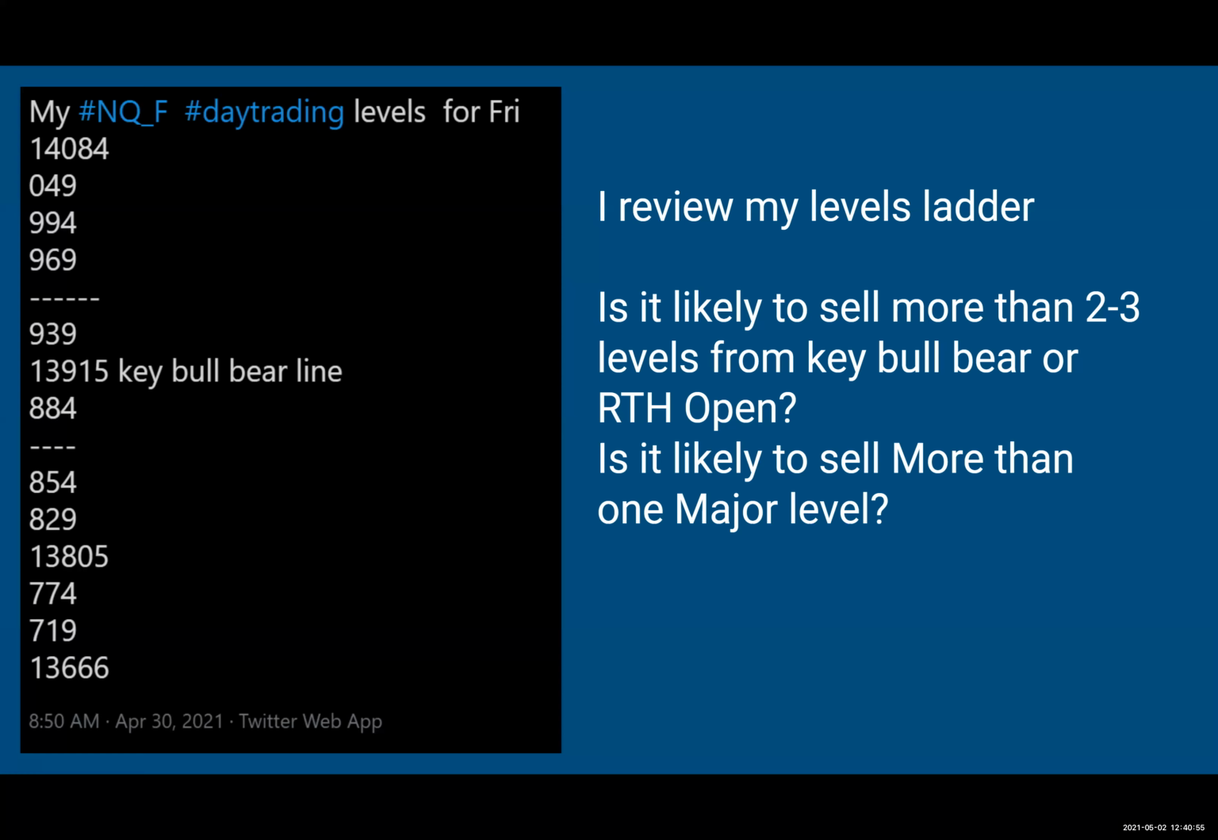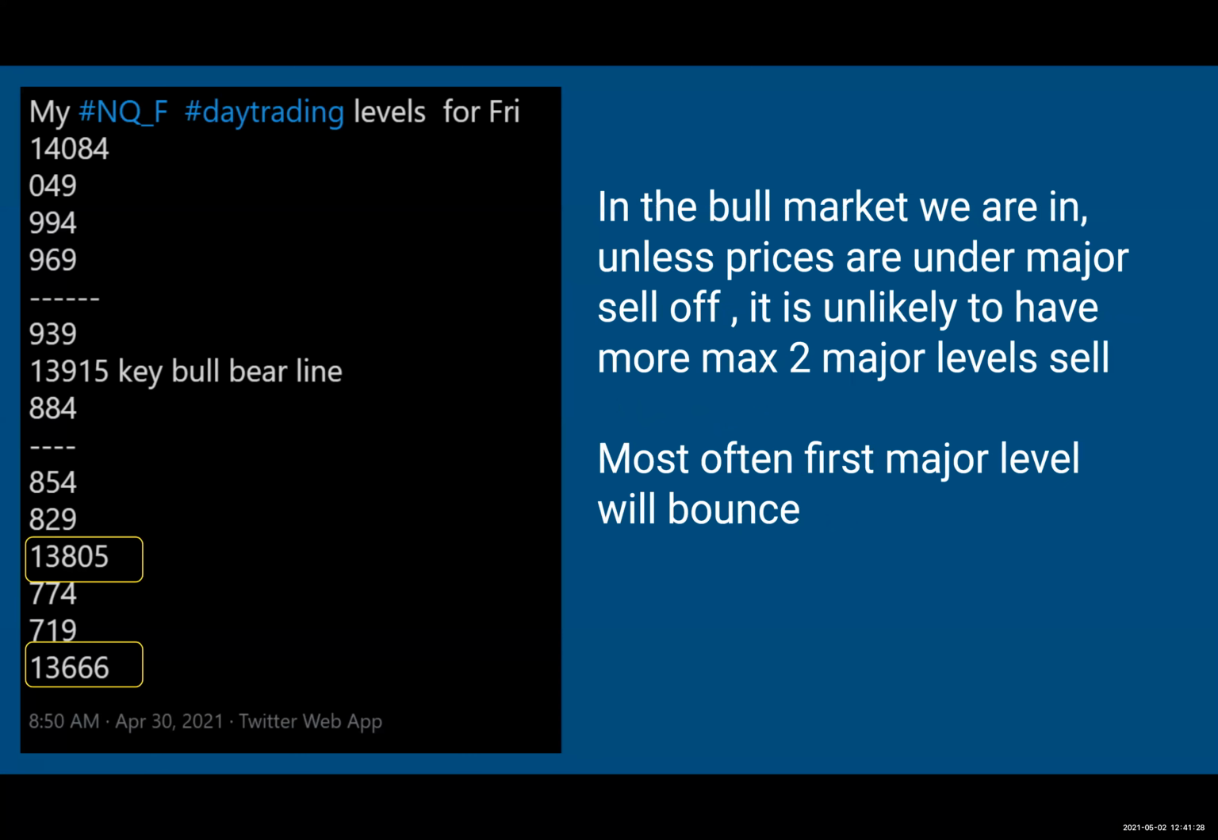Or if it is 805 and I try to do an 884 trade, that's only like 80 points maximum that I can go underwater. If it was at the beginning of the week when price was at 14,000 and above, then the chance of selling all the way three major levels down is pretty unlikely. But as the price structure, the ceiling or the floor, starts to break, the tendency of selling more and more will increase. So that context is very important to understand. In the bull market we are in, unless price is under a major sell-off, it's unlikely to have more than 2 major levels of selling. So in this case, it's very unlikely that we will go below 13,666 in this time frame. So then how do I deal with it?